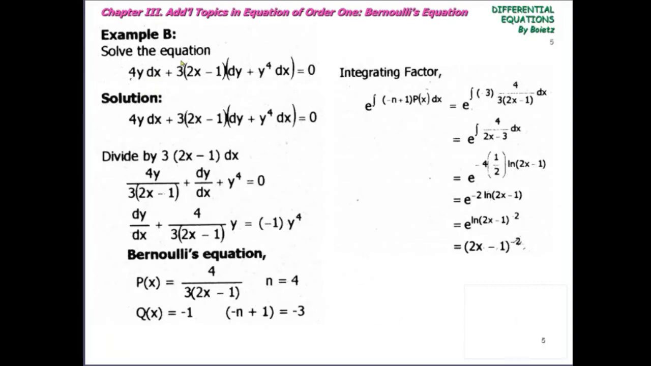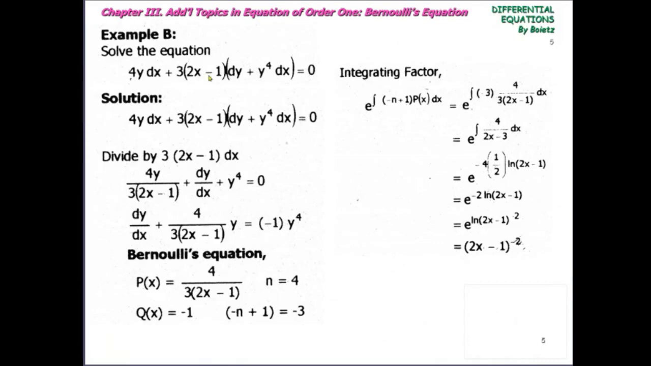example B, solve the equation. 4y dx plus 3 quantity 2x minus 1, then dy plus y to the 4 dx. Medyo magulo, but i-try natin munang maging ano siya sa y. So, ipakita natin yung dy over dx.